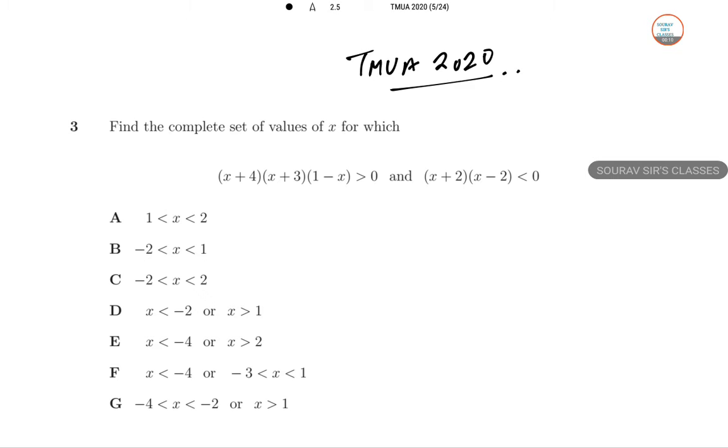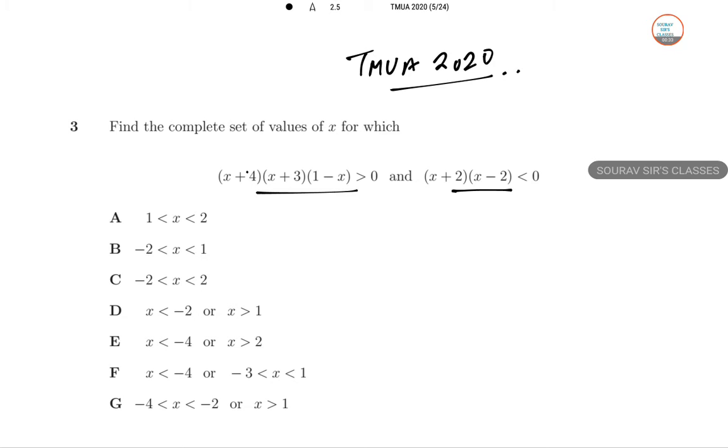Find the complete set of values of x for which these two inequalities hold. There's a very easy shortcut I will be teaching you. If the first one is just equated with 0, forget about the less than and greater than signs. Then, what are the values?